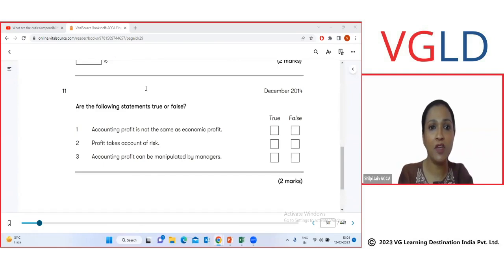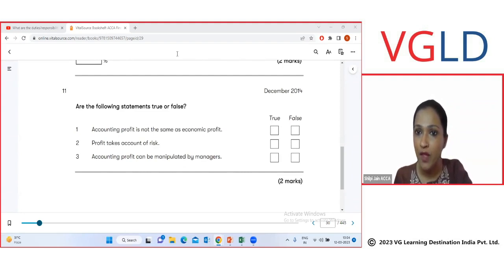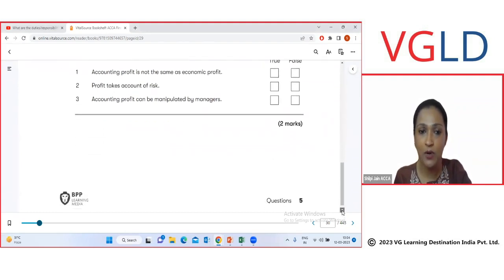Okay, so what do we have here? Accounting profit is not the same as economic profit. Absolutely true. Profit takes account of risk. Does it take account of risk? No, it really does not. So that's false. Accounting profit can be manipulated by managers big time. Yes, that is always one of the major concerns we face, why these huge corporate scandals come up. So it's true, false, and true. Wow, wonderfully identified by everyone. Great going, guys.